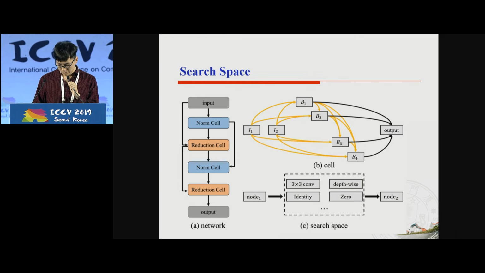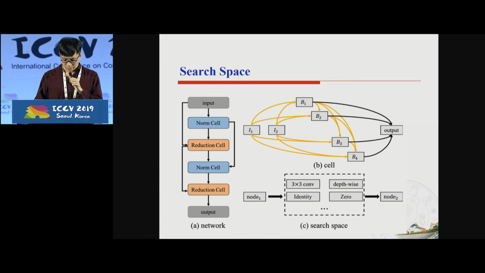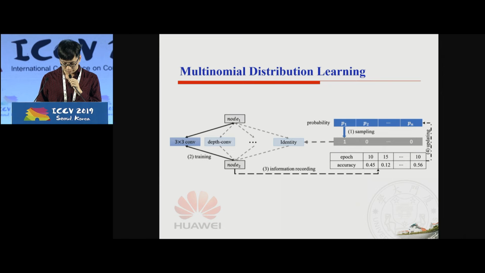A network consists of search cells, and each cell takes the output of 2 previous cells as input. A cell contains 7 nodes, 2 input nodes, I1, I2, and 4 intermediate nodes, B1, B2, B3, and B4, that apply sampled operations on the input nodes and the upper nodes. And an output node concatenates the four intermediate nodes. The yellow edge between 2 nodes denotes a possible operation according to a multinomial distribution in the search space.